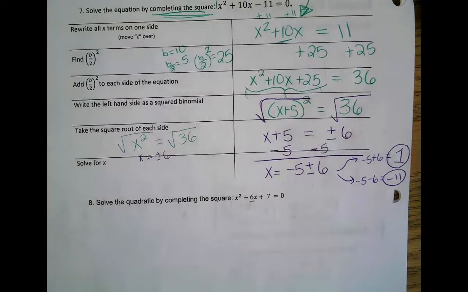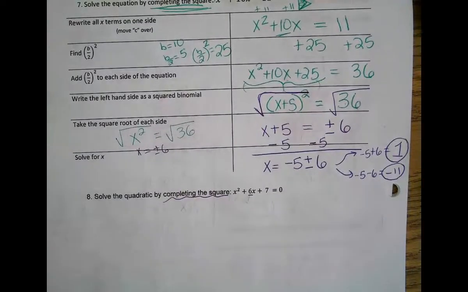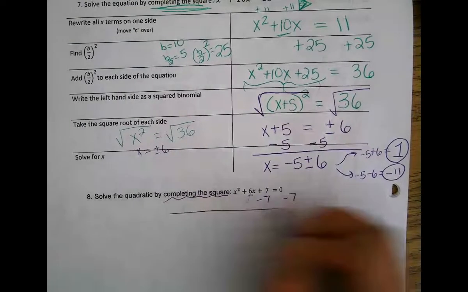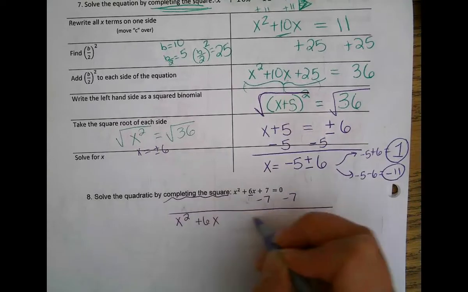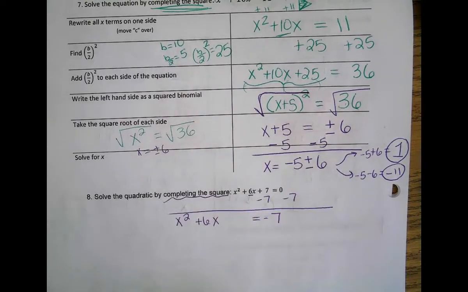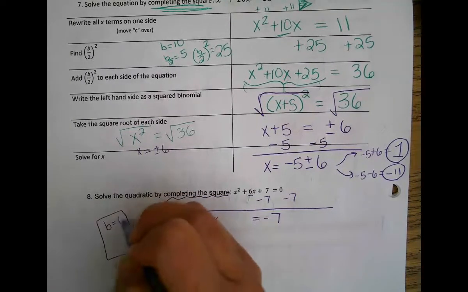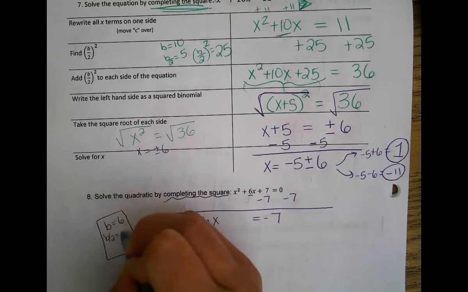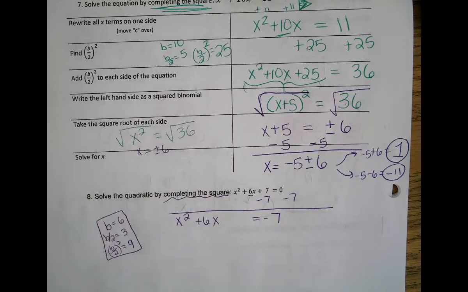But the b term is even, so that's where this completing the square is used. So our first step is to move our 7 over. So we're going to have x squared plus 6x equals negative 7. Now I left a little space here on purpose, and now I'm going to go do my b box. So the b value is 6. Then we find b divided by 2 is 3. b divided by 2 squared becomes 3 times 3 is 9.